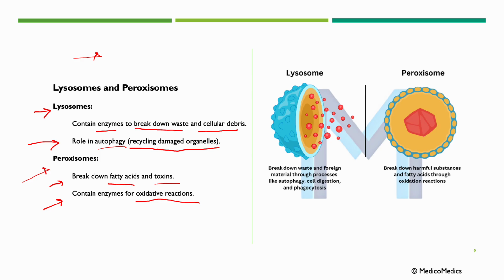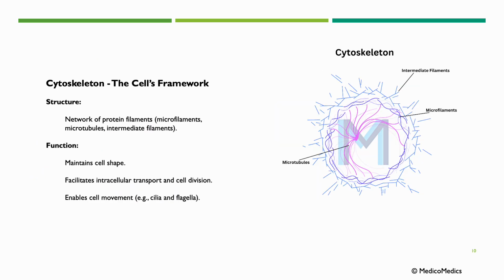Now, how do all these organelles that we have talked about, the ribosomes, the endoplasmic reticulum, the Golgi apparatus, how do these organelles stay in place? To find out, we need to talk about the cytoskeleton. Now, the cytoskeleton is the cell's framework. Its structure is a network of protein filaments, so microfilaments, microtubules, and intermediate filaments.